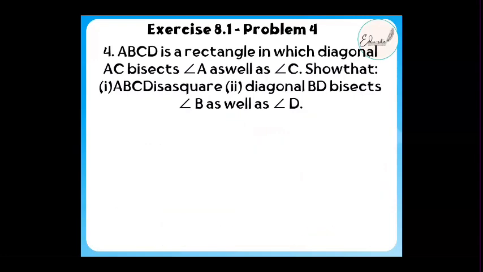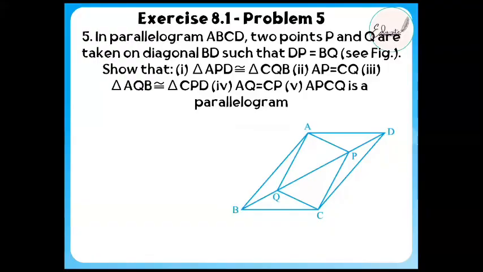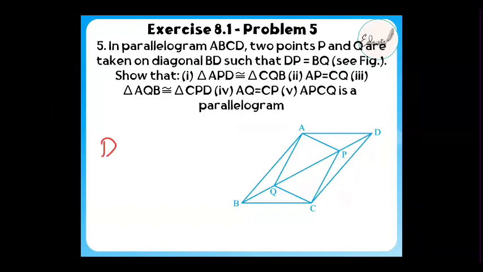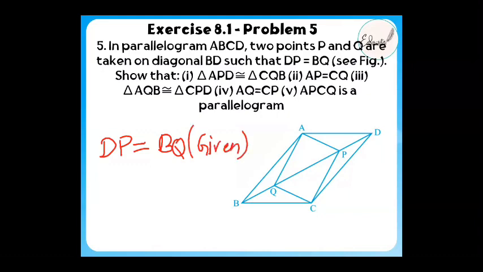Okay, this was the proof for the fourth problem. We'll see the next problem. Come on, please read it for me. In parallelogram ABCD, two points P and Q are taken on diagonal BD such that DP is equal to BQ. Yes, so what's given here, beta? DP is equal to BQ. This is given. What did they ask to prove at first, beta?